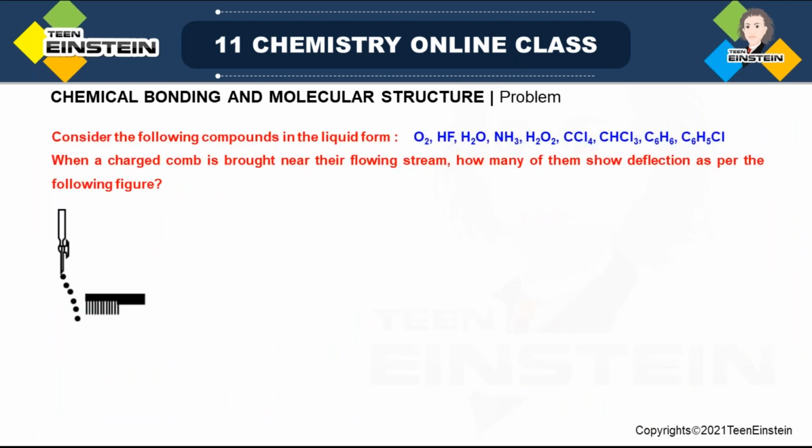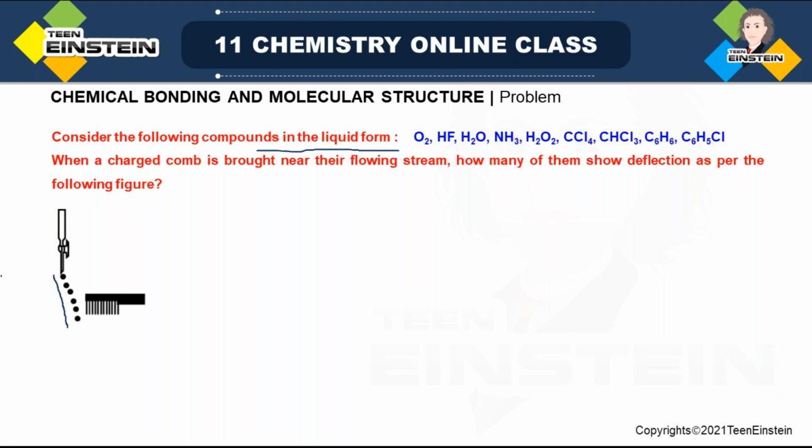Before that, here we have a dipole moment related question. Some compounds are given. Consider the following compounds. They are in liquid form. Though you may wonder how oxygen is in liquid form, you have to consider it as if it is in liquid form. We can change the state by changing pressure and temperature. So suppose all of them are liquids and they are flowing from a burette like this.